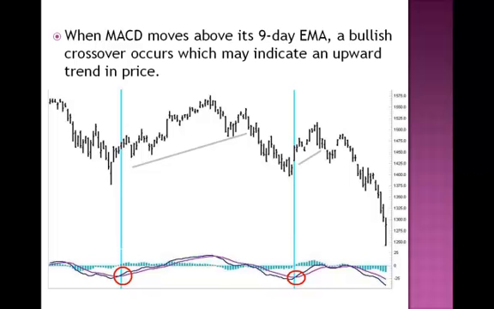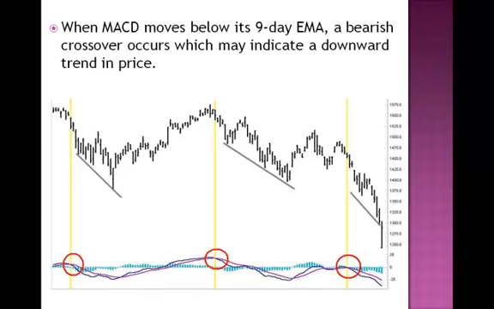When the MACD moves above its 9-day EMA, a bullish crossover occurs. This means that the rate of change of the faster moving average is higher than the rate of change of the slower moving average. Thus, positive momentum is increasing and this would indicate a bullish signal.